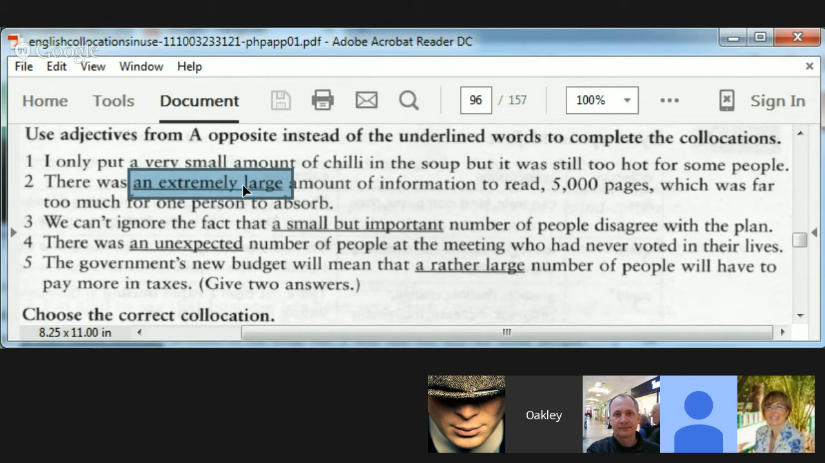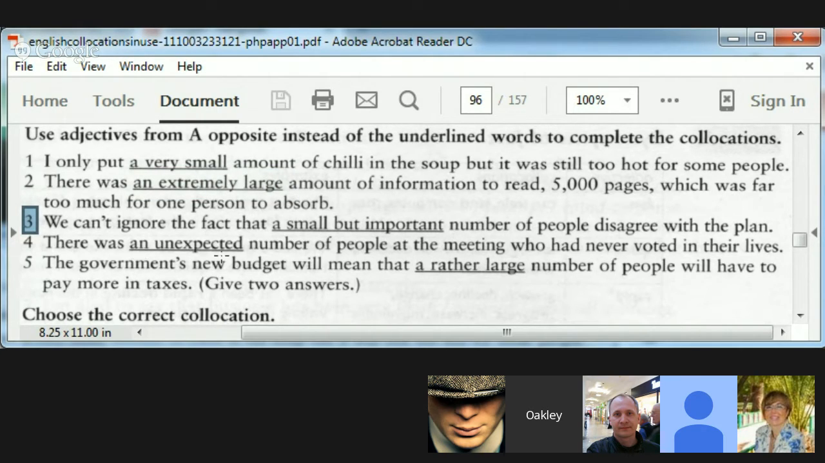Okay, there was a huge amount of information. There was a substantial amount of information. There was an incredible amount of information. Well, okay, that might fit another one later. An enormous amount of information. Some other ones for you.